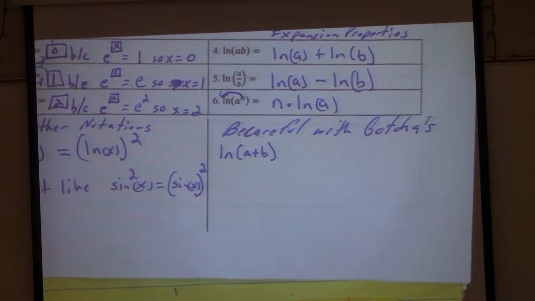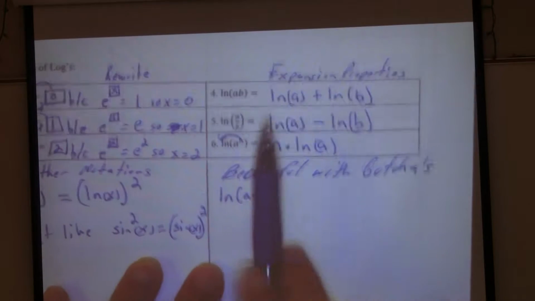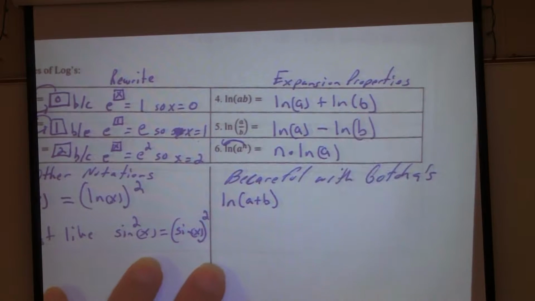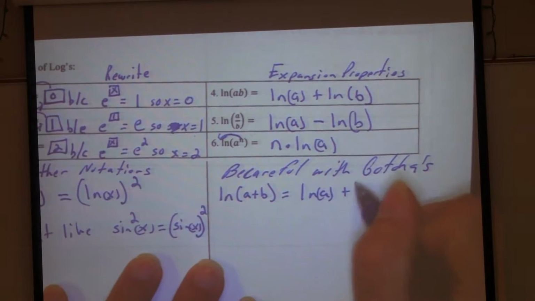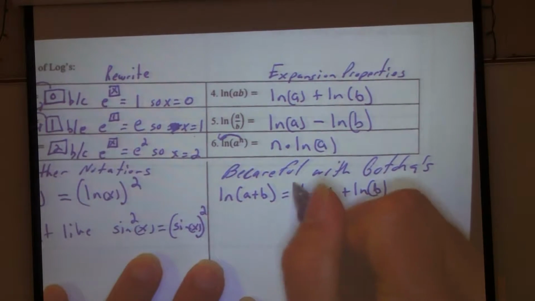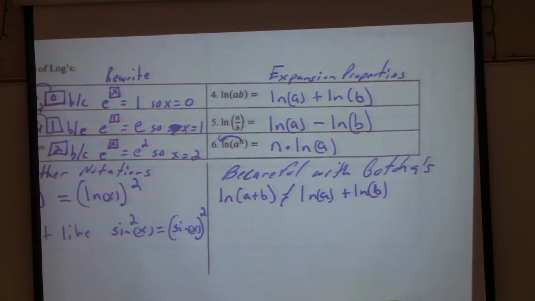What children want to do is separate it the way we separated this one, right? ln of A plus ln of B. And that's incorrect, okay? So these two are not equal.